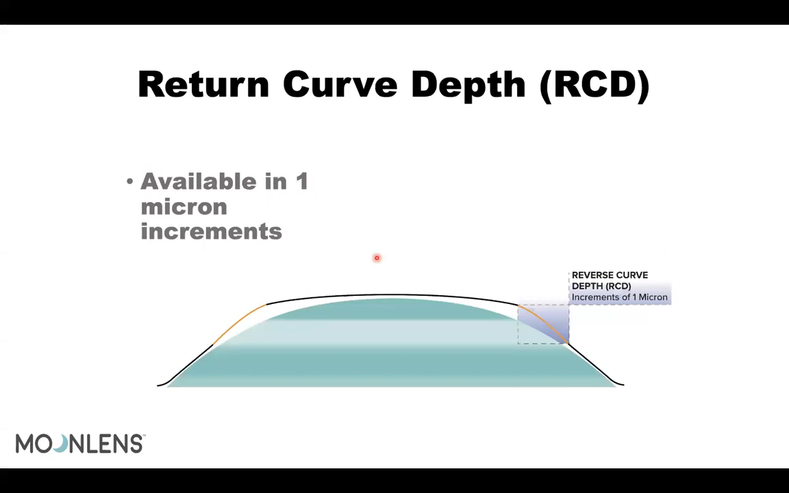I mean, it's basically the same. It's going to be the reverse geometry curve, and this can be changed in increments of 1 micron. Basically what this curve does is change the depth of the optic zone. So whenever you are changing the reverse curve, if you make it steeper, you're going to be creating a flatter optic zone, and if you make it flatter, you're going to be making it steeper on the treatment zone.